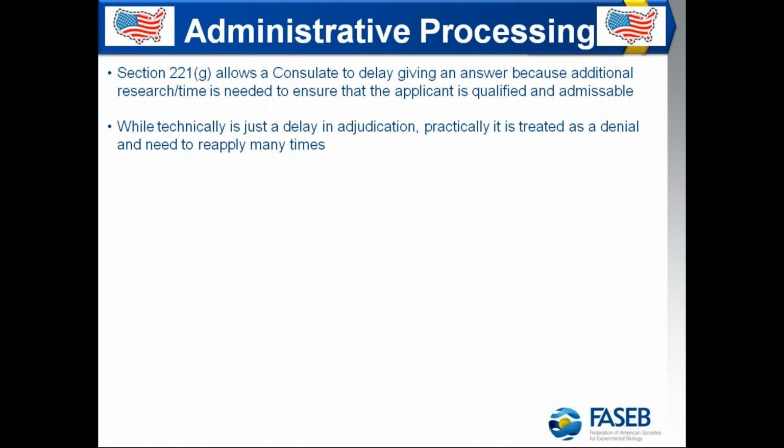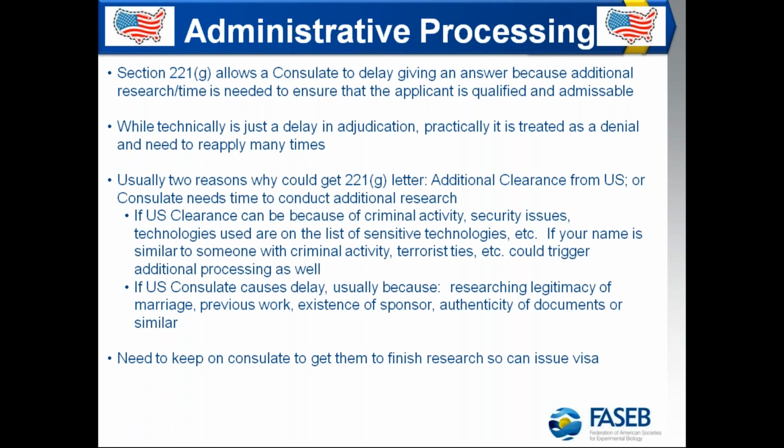Technically, as is noted there, it's generally seen as a delay in adjudication, but in some instances, from a practical standpoint, it can be treated as a denial, and it may lead to someone having to reapply many times. Generally speaking, there are two main reasons, and again, as I noted at the outset, this does not necessarily cover everything, but in general, the two main reasons that you would get a 221G administrative processing letter are either that you need additional clearance from the United States, or the consulate needs time to conduct additional research.